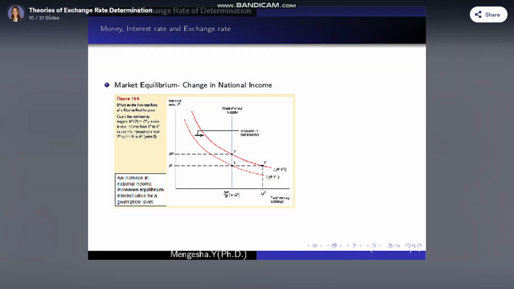An increase in real income raises money demand, which pushes the equilibrium interest rate higher if the money supply remains constant. This means economic growth can lead to higher interest rates through increased demand for money. These interest rate changes then influence exchange rates, showing how income levels tie into currency values.